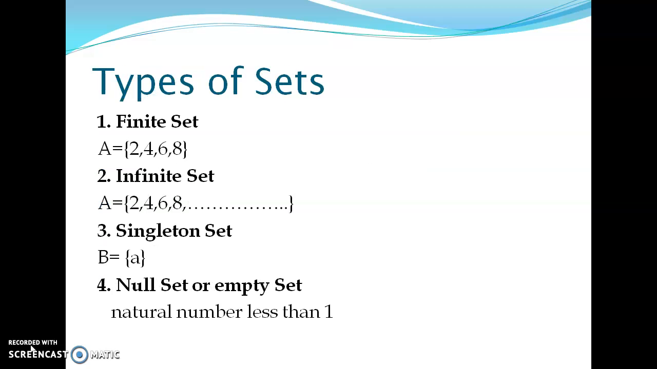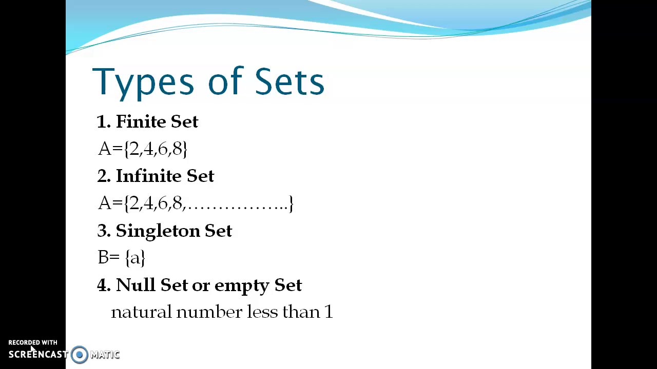Then, what are the different types of sets? Finite set. A finite set is a set consisting of a finite number of elements. That is, we can count the number of elements present in the set. For example, A = {2, 4, 6, 8}. There are 4 elements in the set, and all the elements are even numbers.